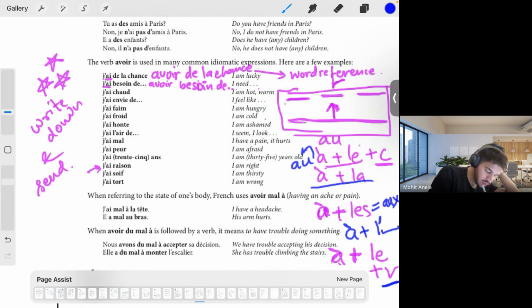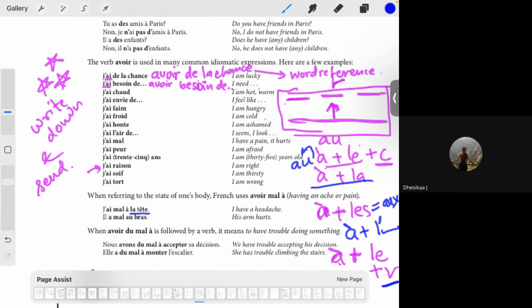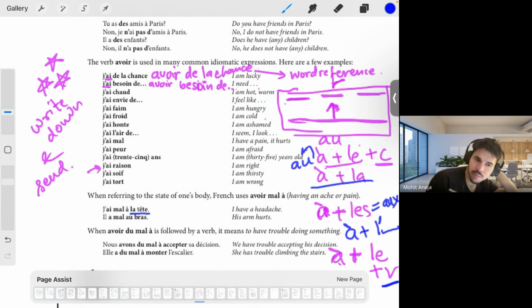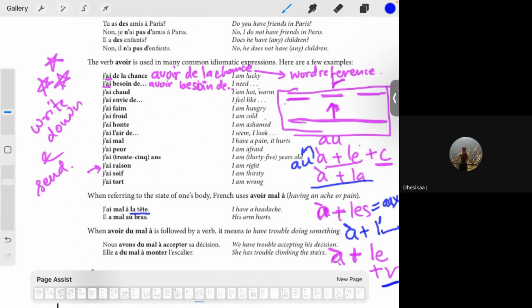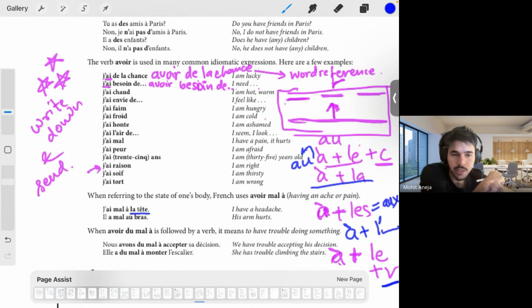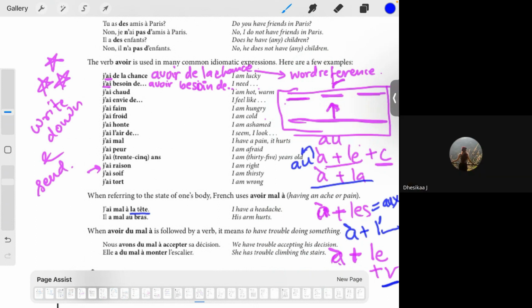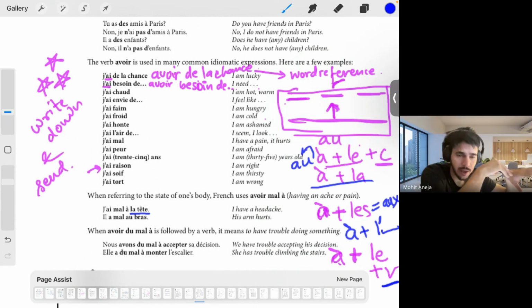So la tête was feminine. Yeah, à plus la remains the same. So we say "j'ai mal à la tête," meaning I am hurting in the head, I have hurt in the head literally, but it means I have a headache. For example, if your arm is hurt, arm is called le bras. "J'ai mal à" plus le bras. How will you put that? "J'ai mal au bras."